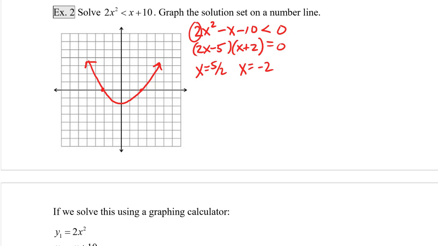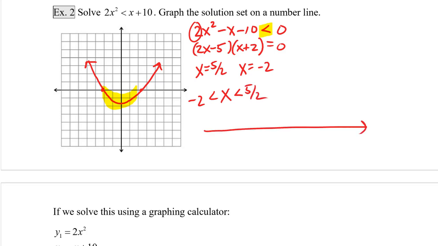Then I want to know, when is the parabola less than 0? So the piece between the 2 points is below the x-axis. So that means that my solution is x has to be greater than negative 2 and less than 5 halves.